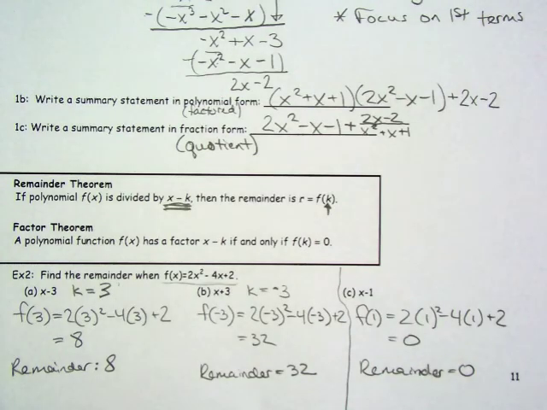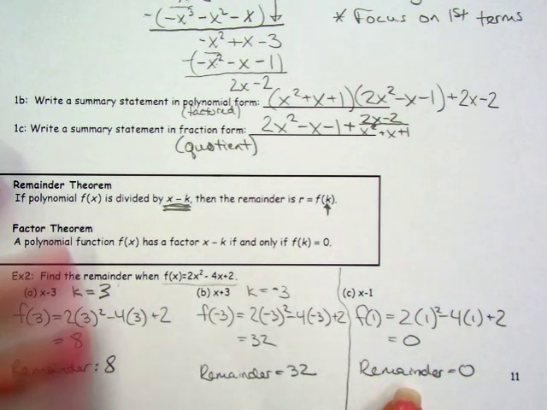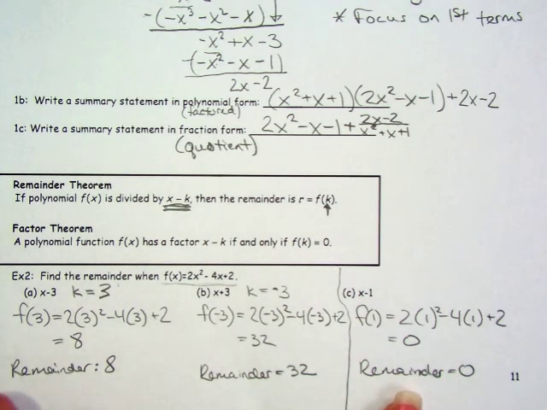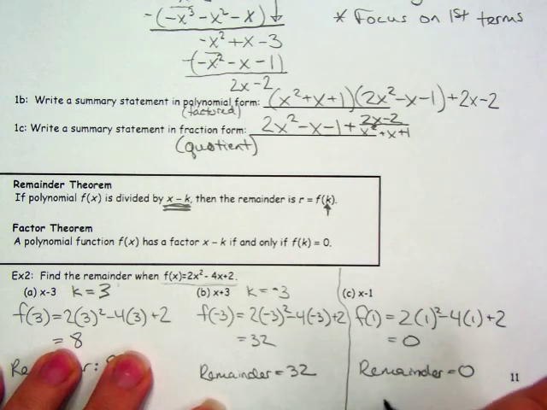Okay, hopefully you finished those up. Checking your answers, here's what you should get. One of the things to take note of, and this is the factor theorem, is that if the remainder is 0, that means we found a factor. In this case, x minus 1 is a factor.